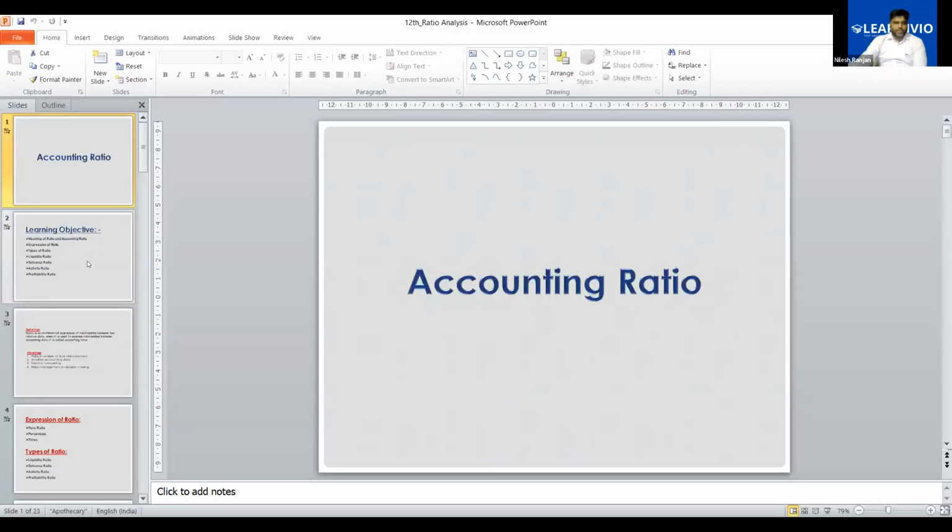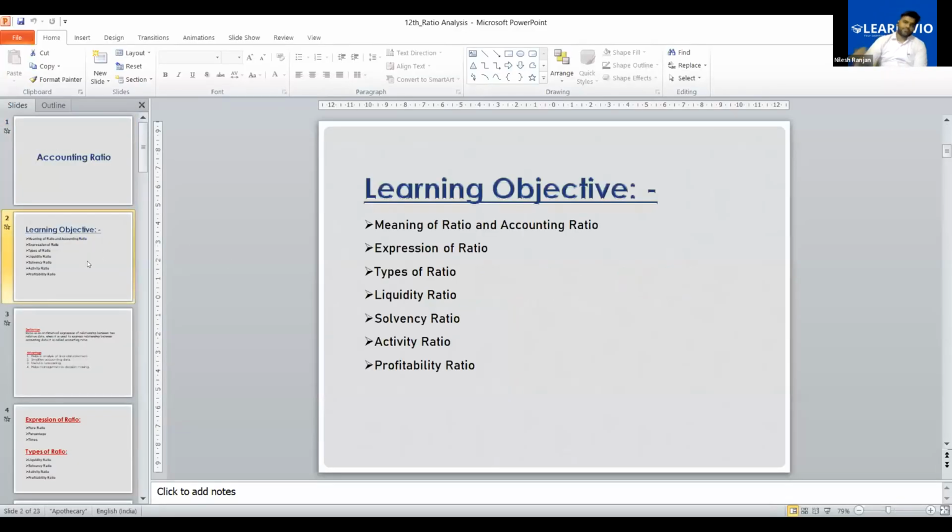So, accounting ratio. In this chapter, we have to study these things: the meaning of ratio, which I have already explained, what is the meaning of ratio and accounting ratio, expression of ratio, and types of ratio.